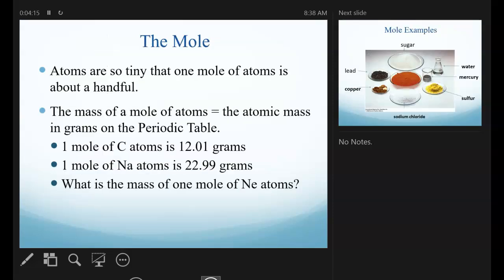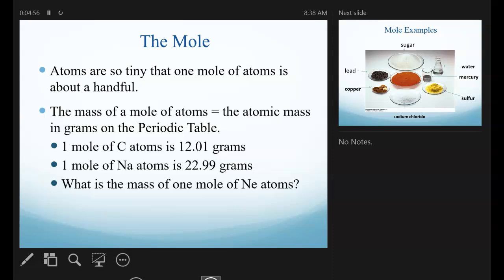Now, let's define this mole. Atoms are so tiny that 1 mole of atoms is about a handful. Well, it can be, or it can be a little bit more than that, right? The mass is that average atomic mass. Remember, we spent all that time calculating the average atomic mass? So now we're going to use that average atomic mass to calculate grams and moles and molecules and all that good stuff. 1 mole of carbon is 12.01 grams. How do I know that? When you go to the periodic table, you look up carbon, you're going to see that the average atomic mass of carbon is 12.01, which means that 1 mole has 12 grams.